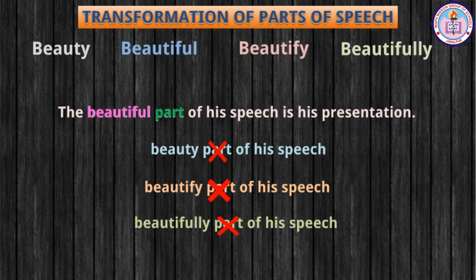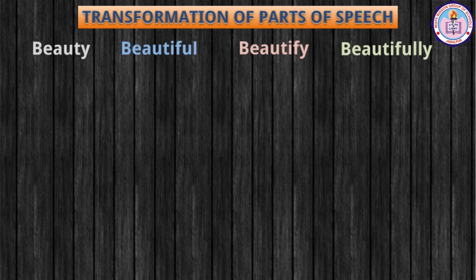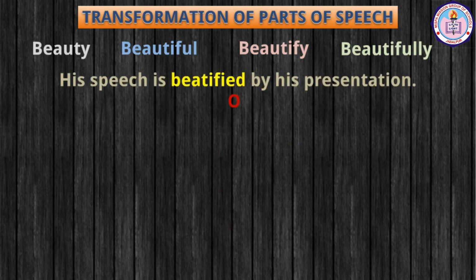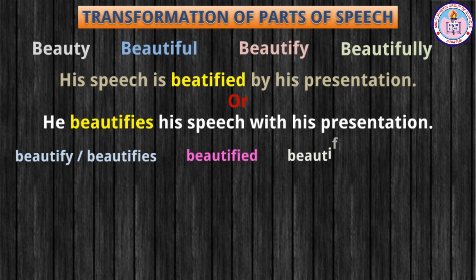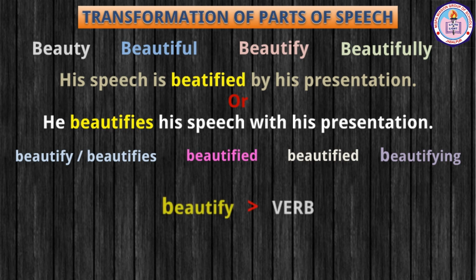The same sentence can be transformed using beautify as a verb. His speech is beautified by his presentation, or he beautifies his speech with his presentation. The word beautify can be formed in four ways: beautify or beautifies, beautified, beautified, and beautifying. Hence, the word beautify is a verb.